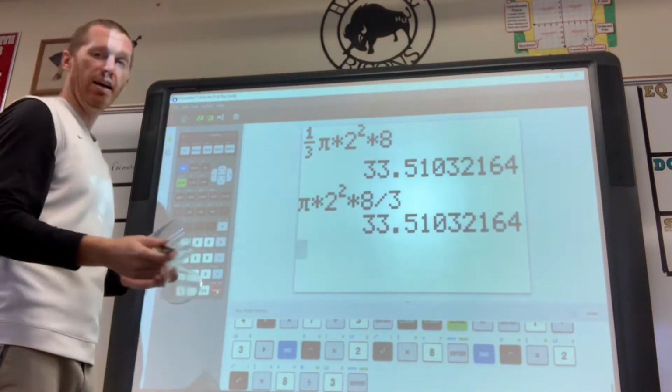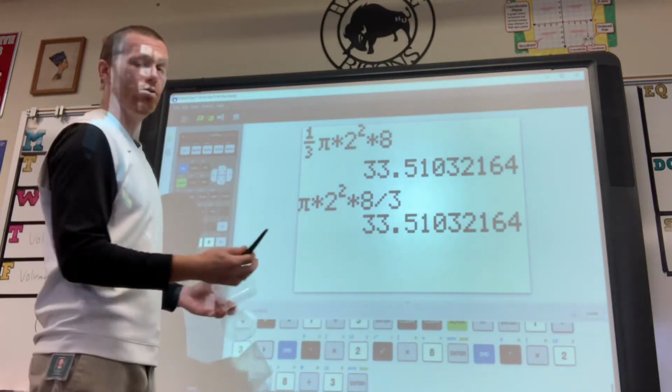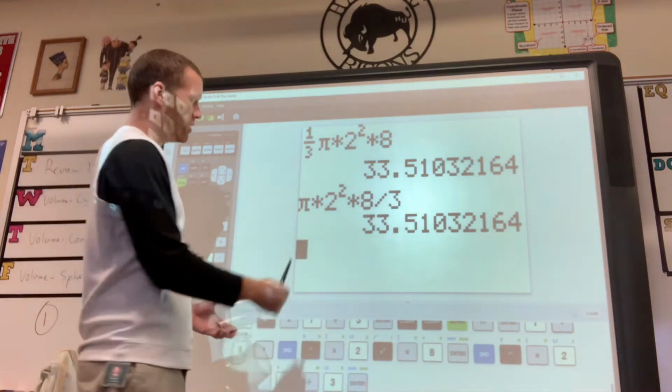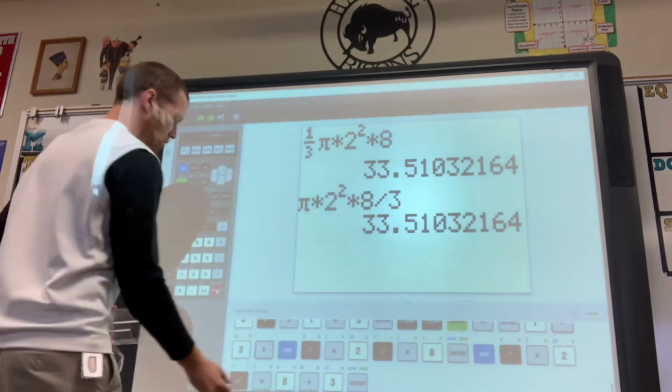So if you have a calculator at home that can make you a fraction, go for it. If you want to use it, use it. If you don't have one that can make you a fraction, then just do your multiplication and at the end divide by 3 and you'll be fine.